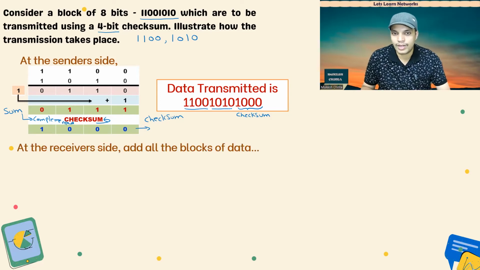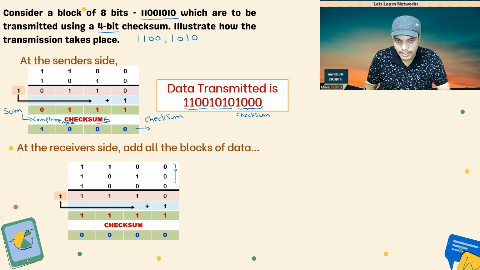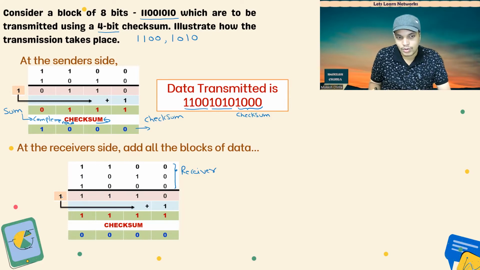What happens at the receiver side once the receiver gets this data? It will simply add all the data blocks again: 1100, 1010, 1000. These are the 3 data blocks that the receiver received. So add them. 0 plus 0 is 0, 0 plus 1 is 1, 1 plus 0 is 1, 1 plus 0 is 1, 1 plus 0 is 1. 1 plus 1 is 0 with a carry 1. 0 plus 1 is 1. There is still a carry 1 here. I told you, whichever carry is left, you simply add it towards the end.